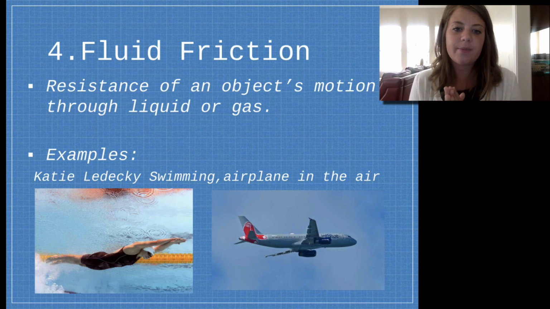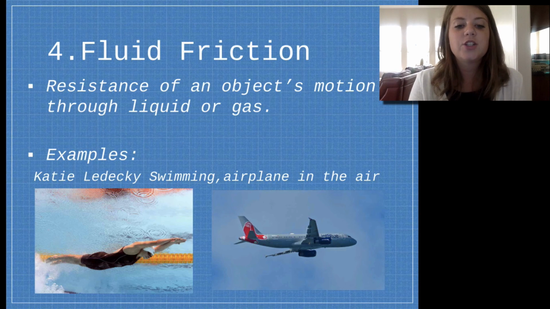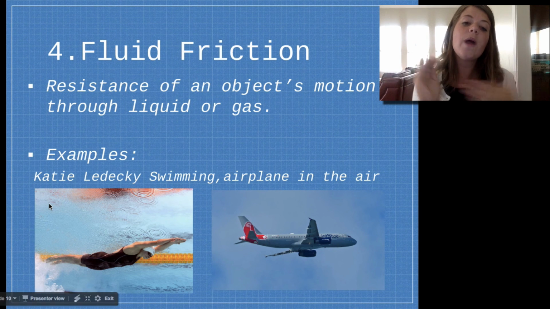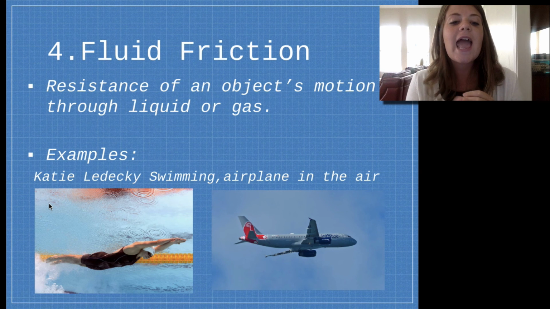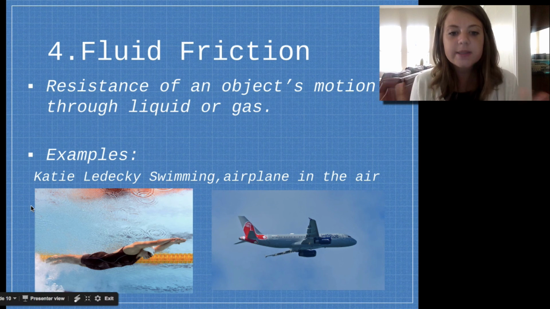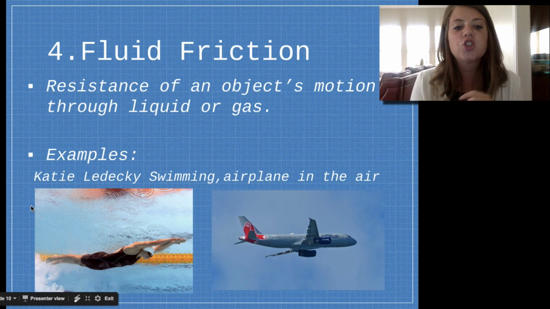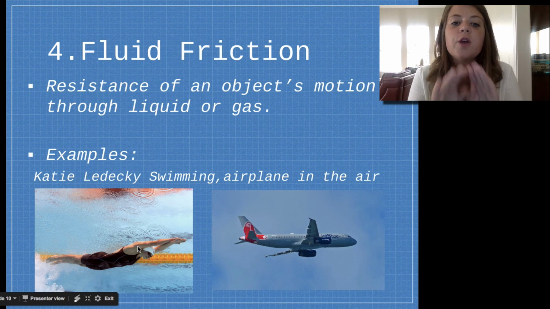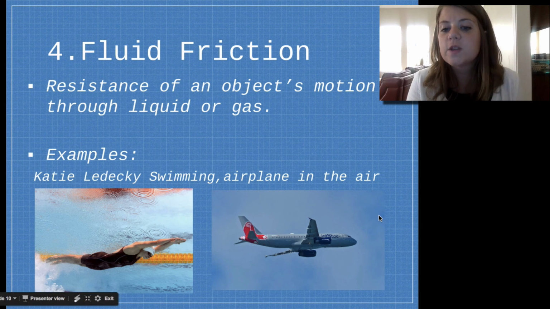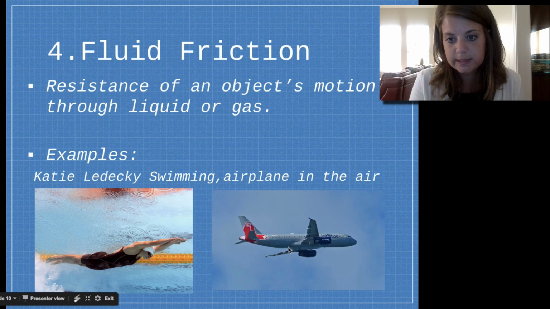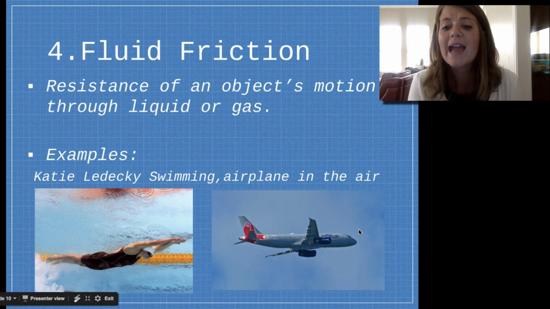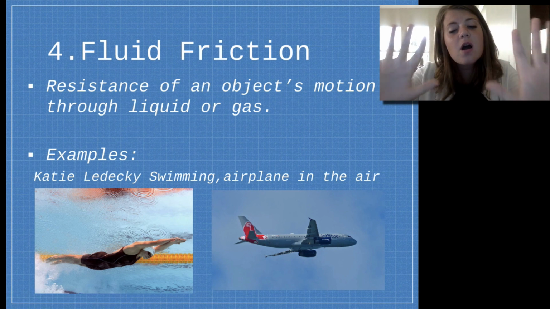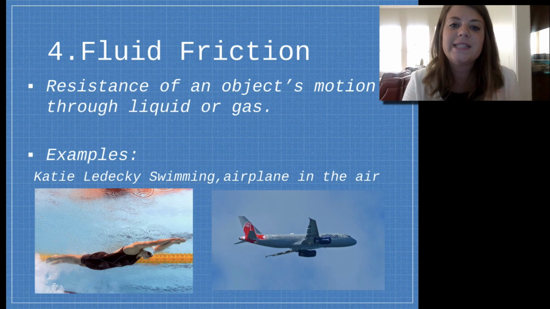So a couple of these examples, if you watched the Olympics this summer, you saw Katie Ledecky swim way faster than her opponents, and she was encountering, as all the swimmers were, fluid friction. So the water was producing a resistance against her trying to move quickly through the water. We also see this in airplanes. As they fly, they encounter resistance from the air. So their power has to be strong enough to get through that resistance.